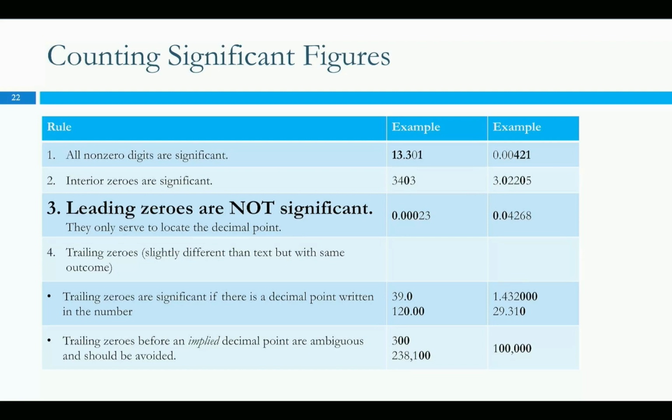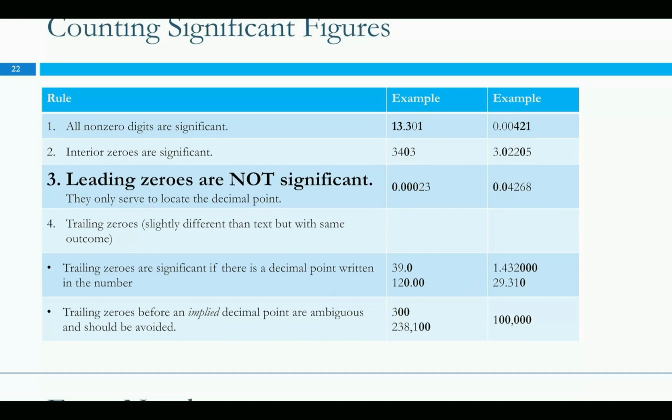Trailing zeros are sometimes significant. If you have a decimal point, then your trailing zeros are significant. If there's not a decimal point, they're not significant. If there's not a decimal point, then they're ambiguous.